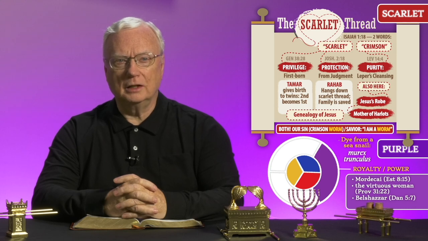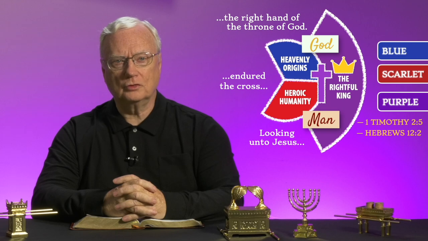But what if you blended the heroic humanity of Jesus and the true blue of his heavenly origins? Wouldn't you get the rich purple of the rightful king, the one mediator between God and men? 1 Timothy 2:5. "Looking unto Jesus, who for the joy that was set before him endured the cross and has sat down on the right hand of the throne of God," Hebrews 12, verse 2. So here's the formula for purple. The Son plus the Savior equals the sovereign. Hallelujah.